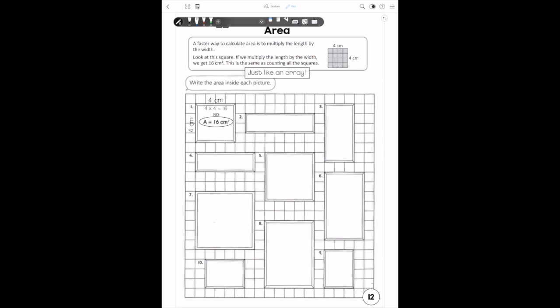So we know that this shape here has 4 centimeters, okay? And this shape here is also 1, 2, 3, 4 centimeters. So if we go 4 times 4, we get 16. That's how we get 16 squared centimeters, okay? So these are just like arrays. That's all you have to do, and you can do that for all of them.